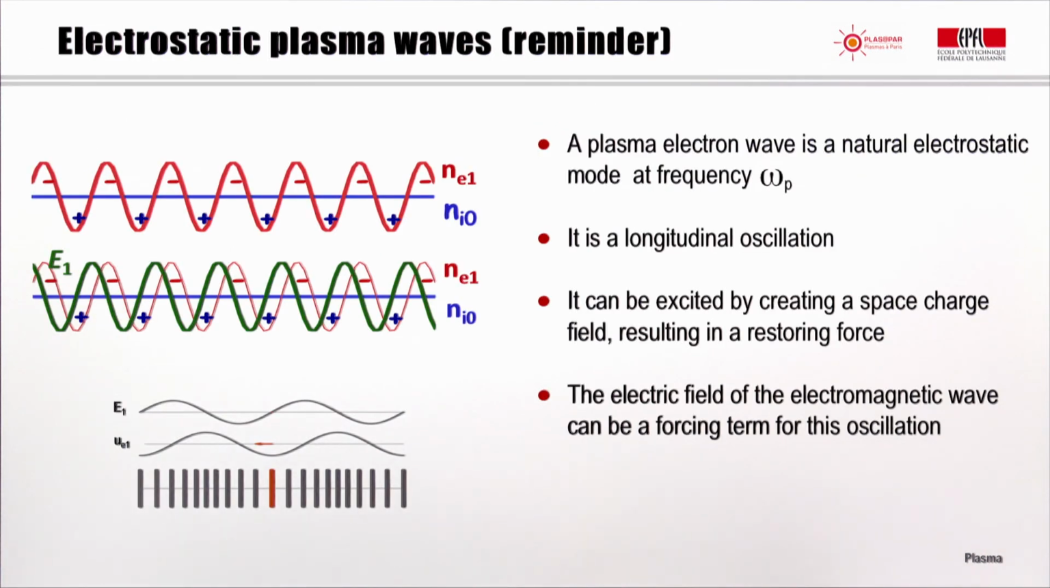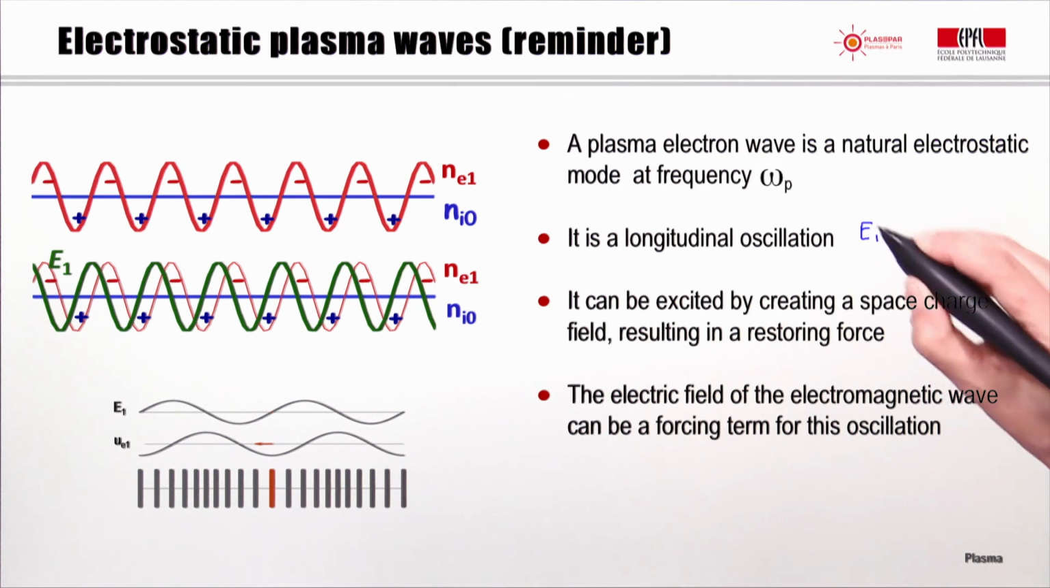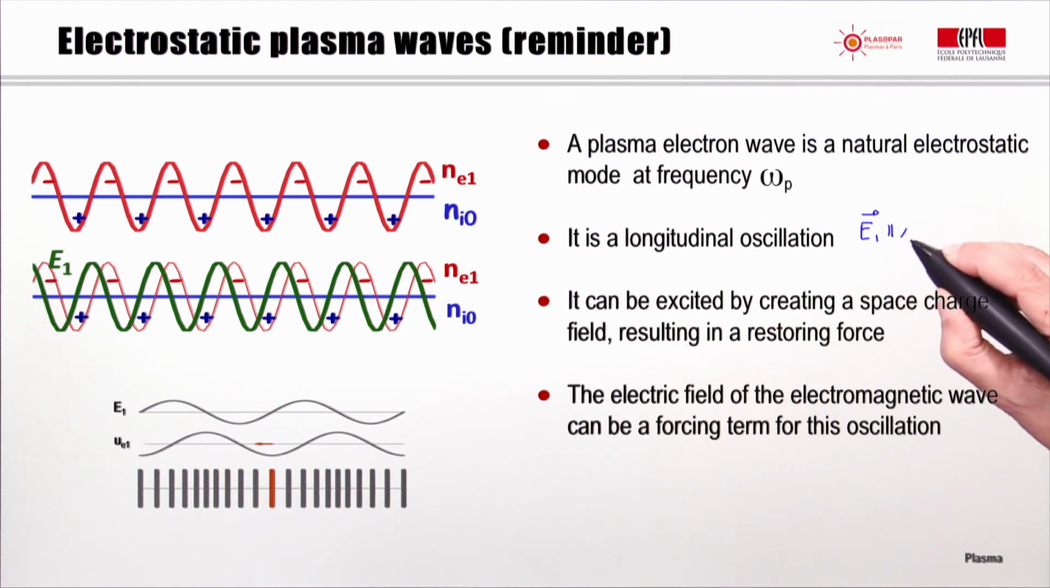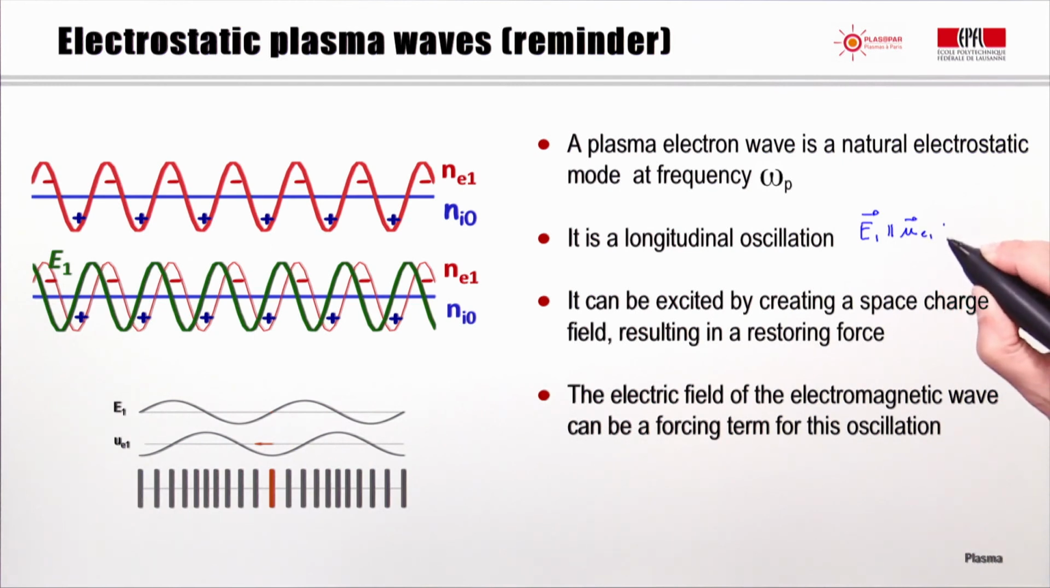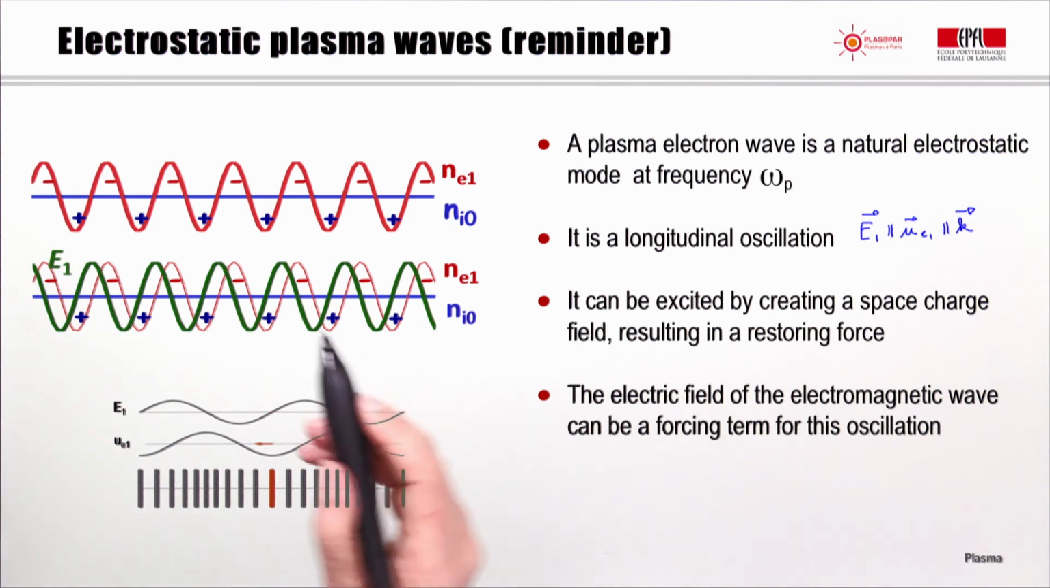As we have mentioned, in p-polarization, there can be excitation of electrostatic plasma wave. So here just a brief reminder of this kind of wave. A plasma electron wave is a natural electrostatic mode that oscillates at frequency omega p, the plasma frequency. It is a longitudinal oscillation, meaning that the electric field will be parallel to the velocity of the electron, and both will be parallel to the K vector, to the propagation of the wave, and there is no magnetic field. This wave can be excited by creating a space charge field that results in a restoring force. This is what is shown here.